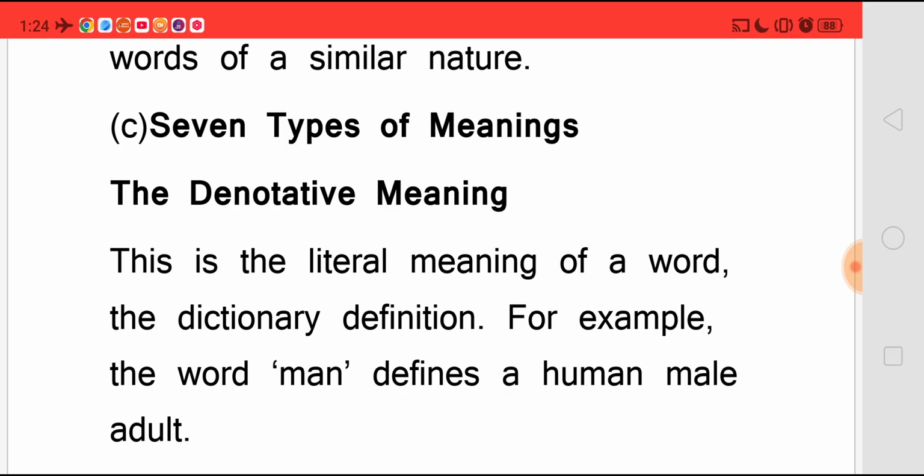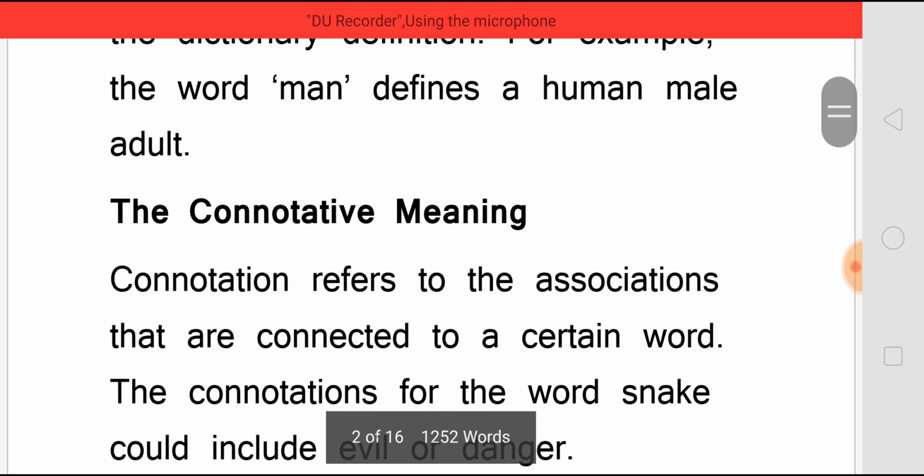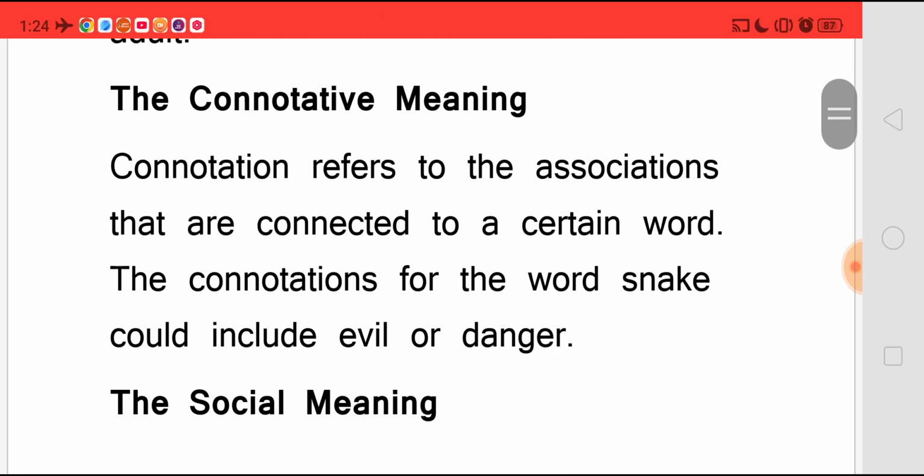The first one is the denotive meaning. That is the literal meaning of the word, that is what we get from a dictionary's definition. For example, the word man defines a human male adult. Then we have the connotative meaning. Connotative refers to the associations that are connected to a certain word. The connotation of a word snake could include evil or danger.